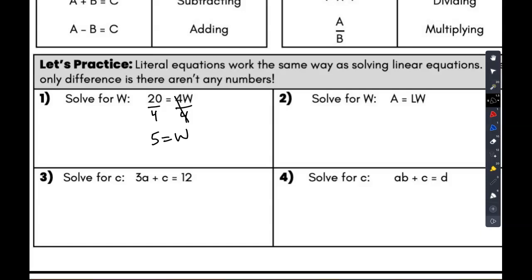Regular standard equation. But this one is a literal equation. I'm going to solve for W. So we're going to do the same thing. We're going to divide by L. Instead of 4, it's L, because I want to get the W by itself. So now I'm dividing by L. And now that's going to be A divided by L. See, over here, I can do 20 divided by 4 and get 5. But I can't do A divided by L, so I'm just going to say A divided by L. And it's equal to the L's canceling out, leaving W.